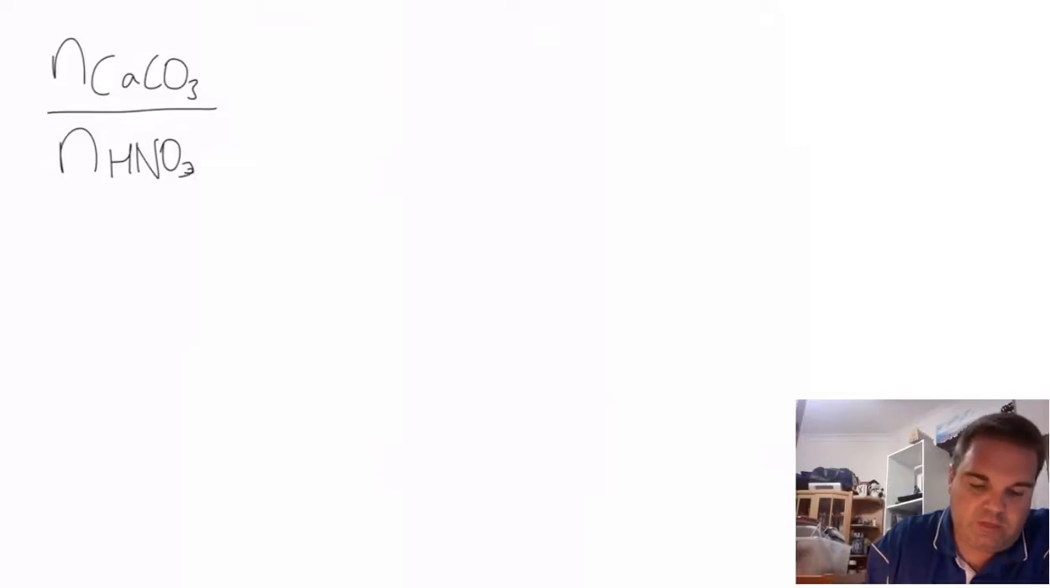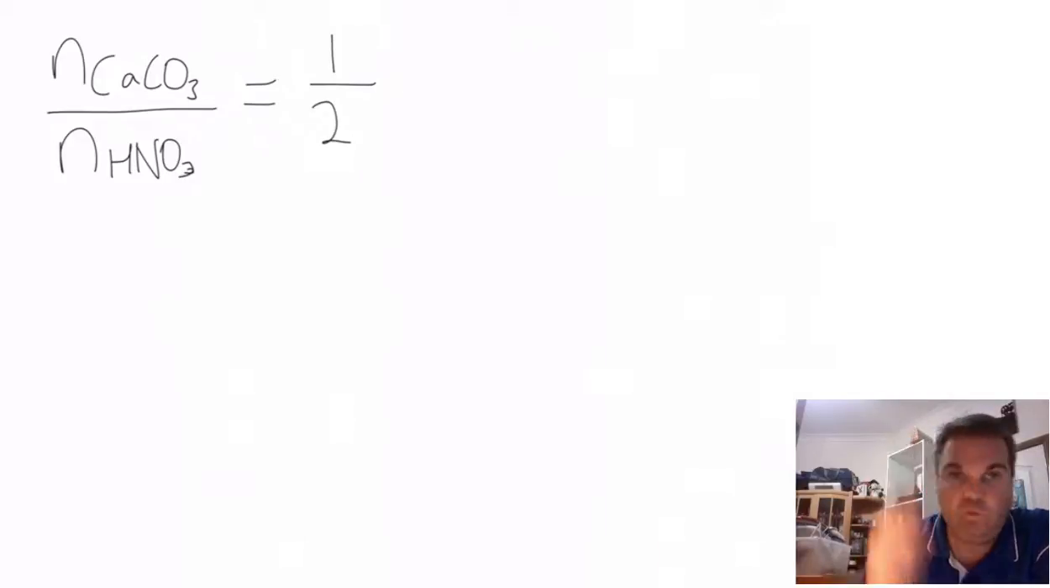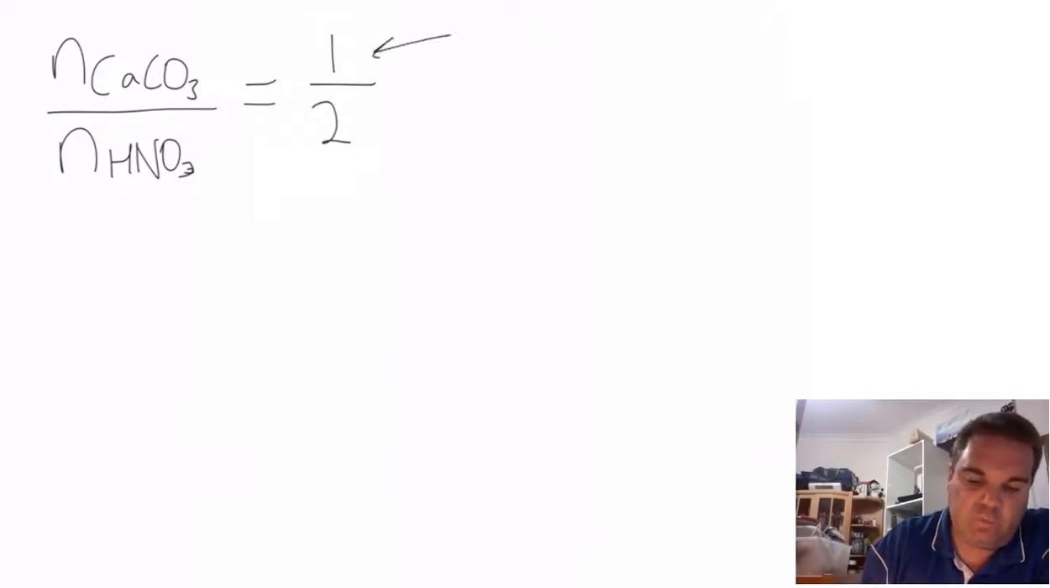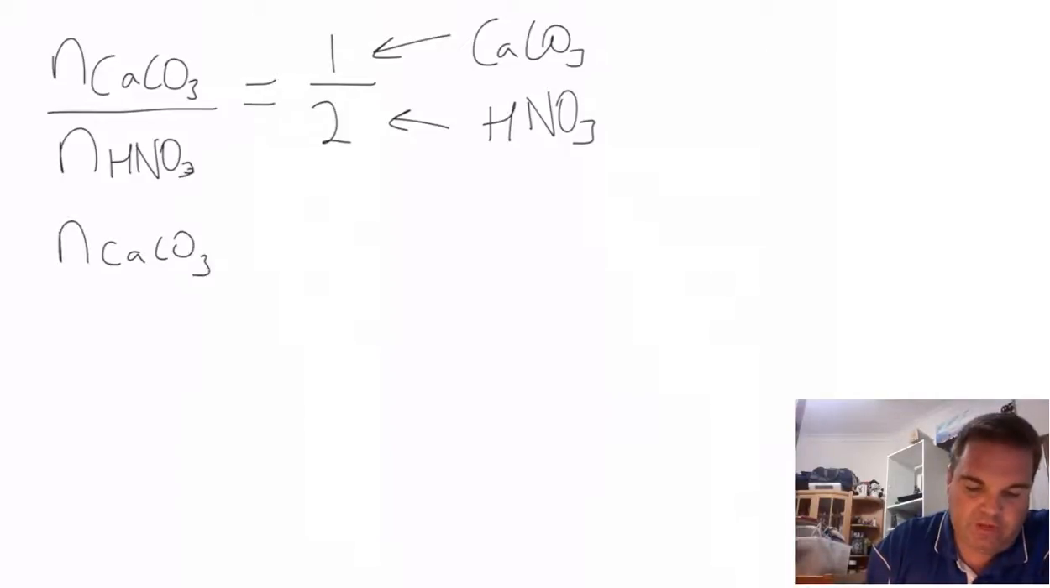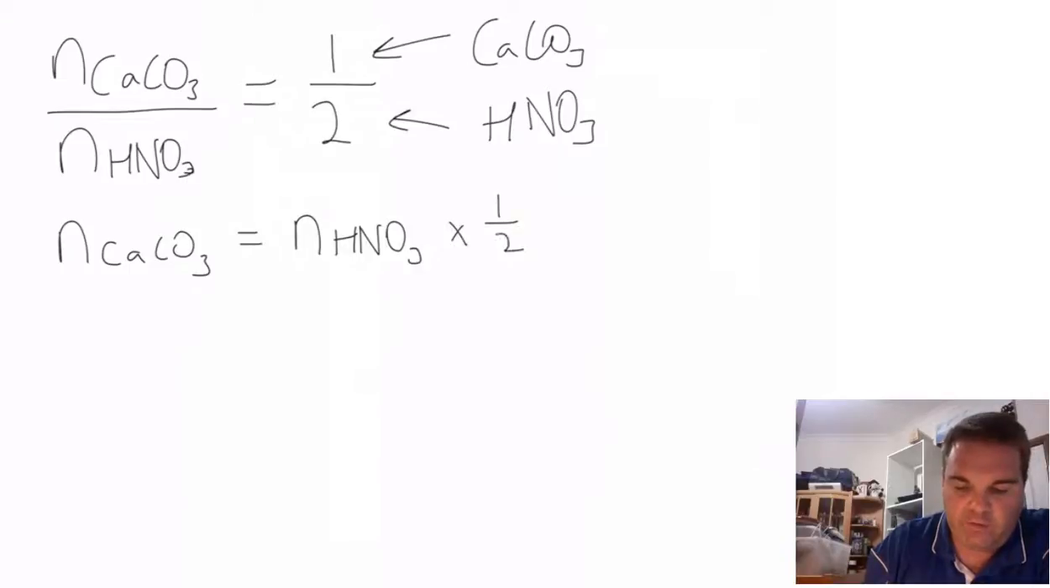If you have a look at the equation, out the front of the calcium carbonate we had a 1. Out the front of the nitric acid we had a 2. So the mole ratio is actually 1 to 2. What this is telling us is that for every 1 mole of calcium carbonate, we need 2 moles of nitric acid to react with. So that means our number of moles of calcium carbonate, which is step 5 now, is the number of moles of nitric acid that we used times by 1 over 2.